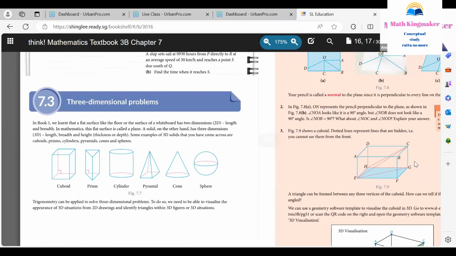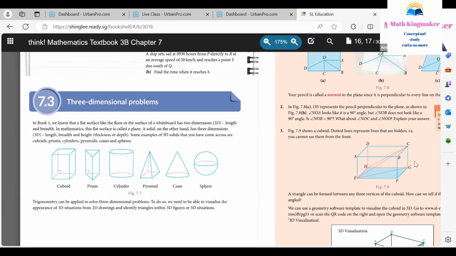So now, the three-dimensional problem. As you see, you are sitting in a room. It has length, breadth, as well as height. So this is called three-dimensional geometry, or, as we are solving mathematics questions, three-dimensional problems.